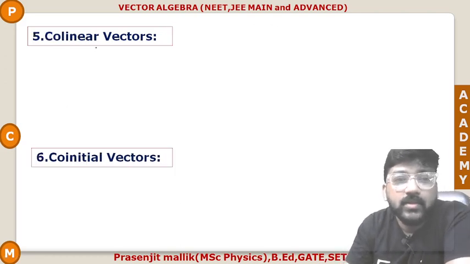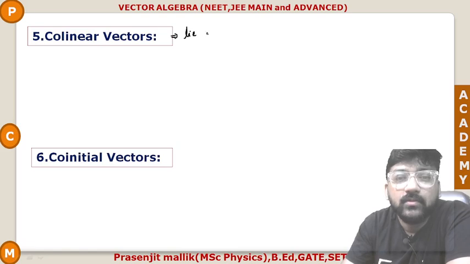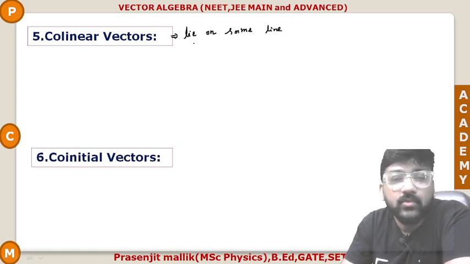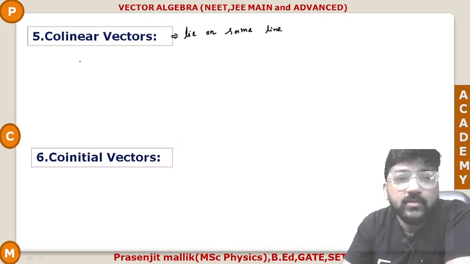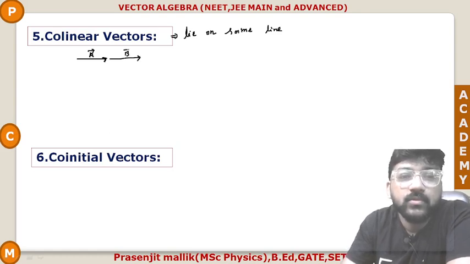Now collinear vectors, that means they will lie on the same line. So obviously the angle between them will also be 0 degrees, you can say. If this is your vector A, suppose, and along this line you have another vector, suppose B, then these two vectors are collinear. And obviously here also you can say theta is equal to 0 degrees.